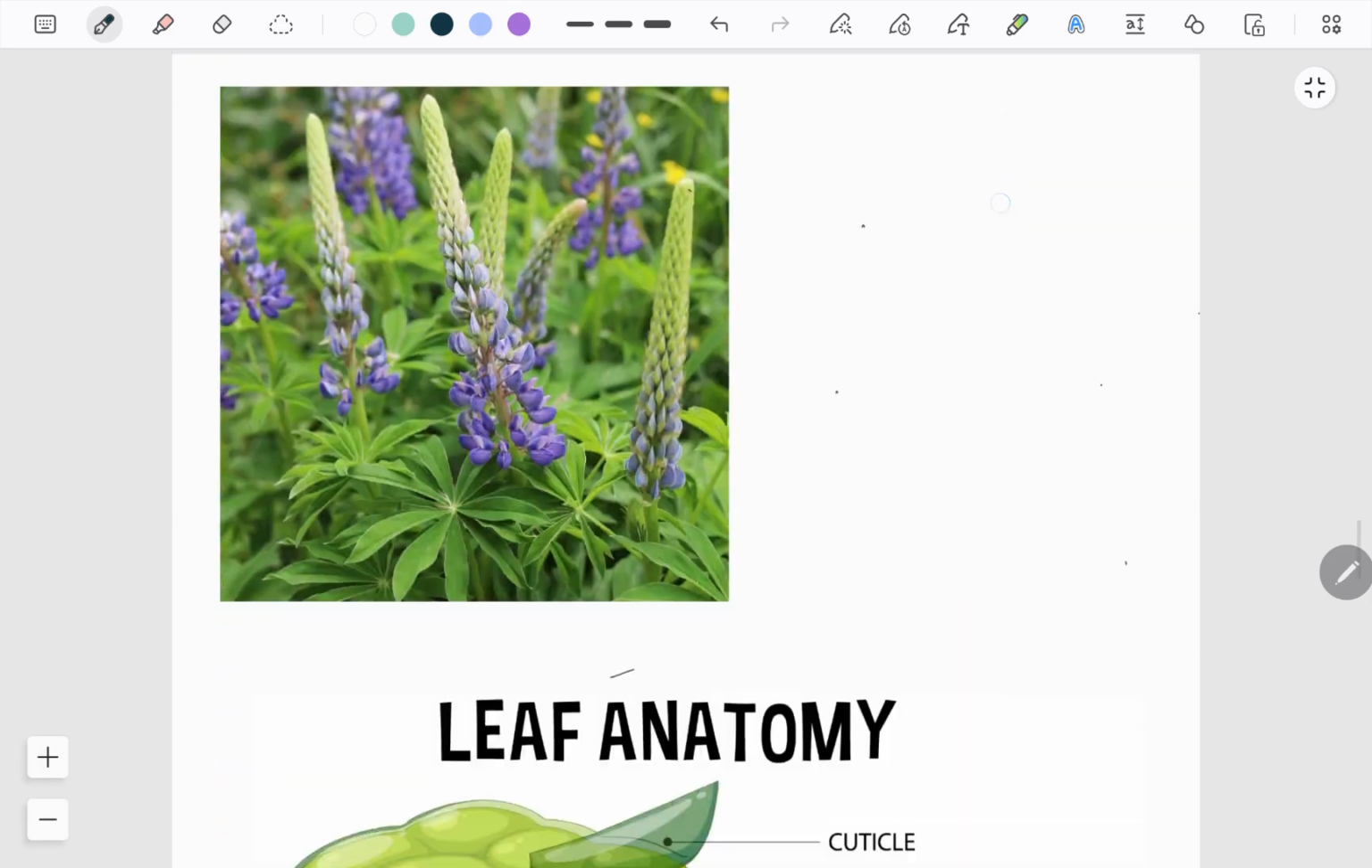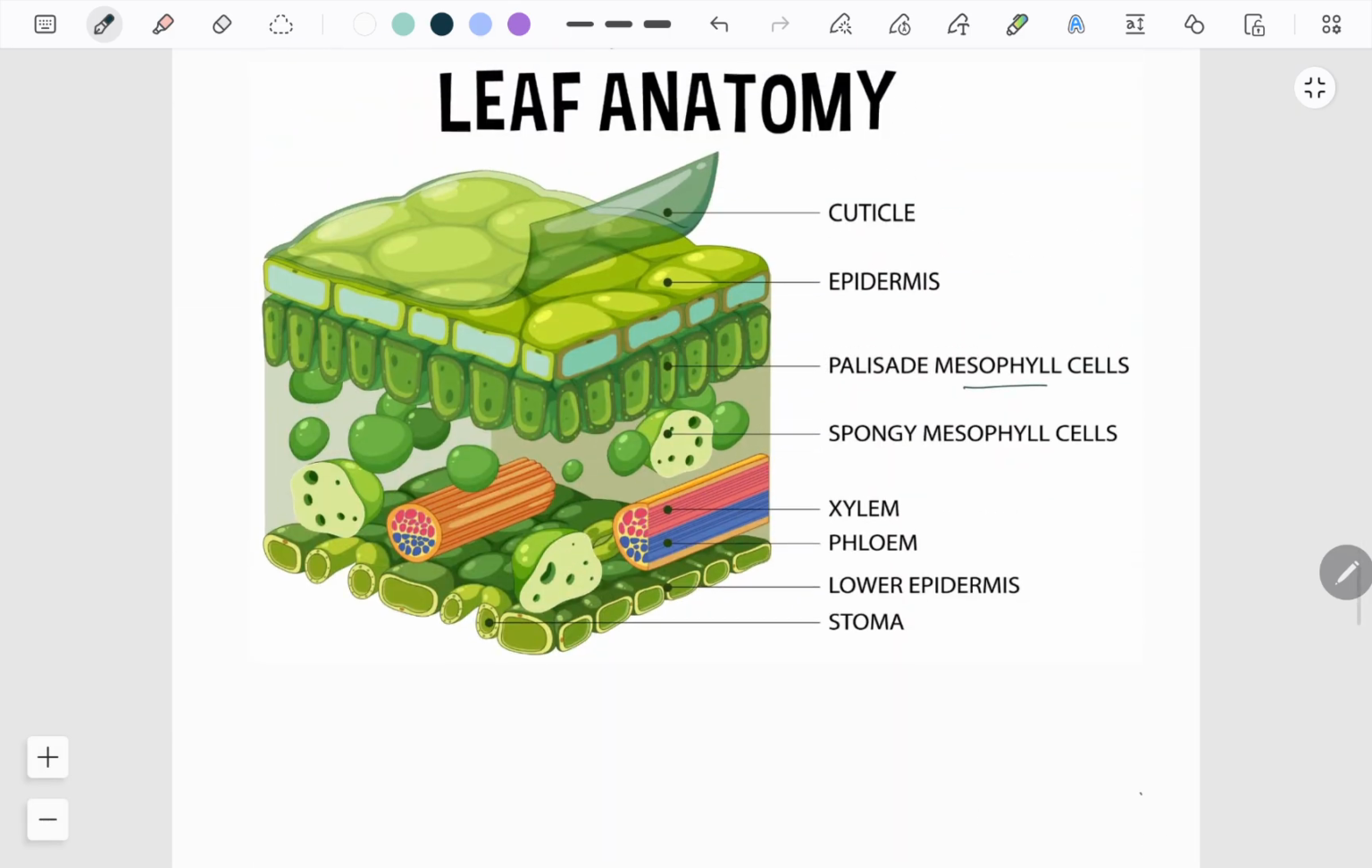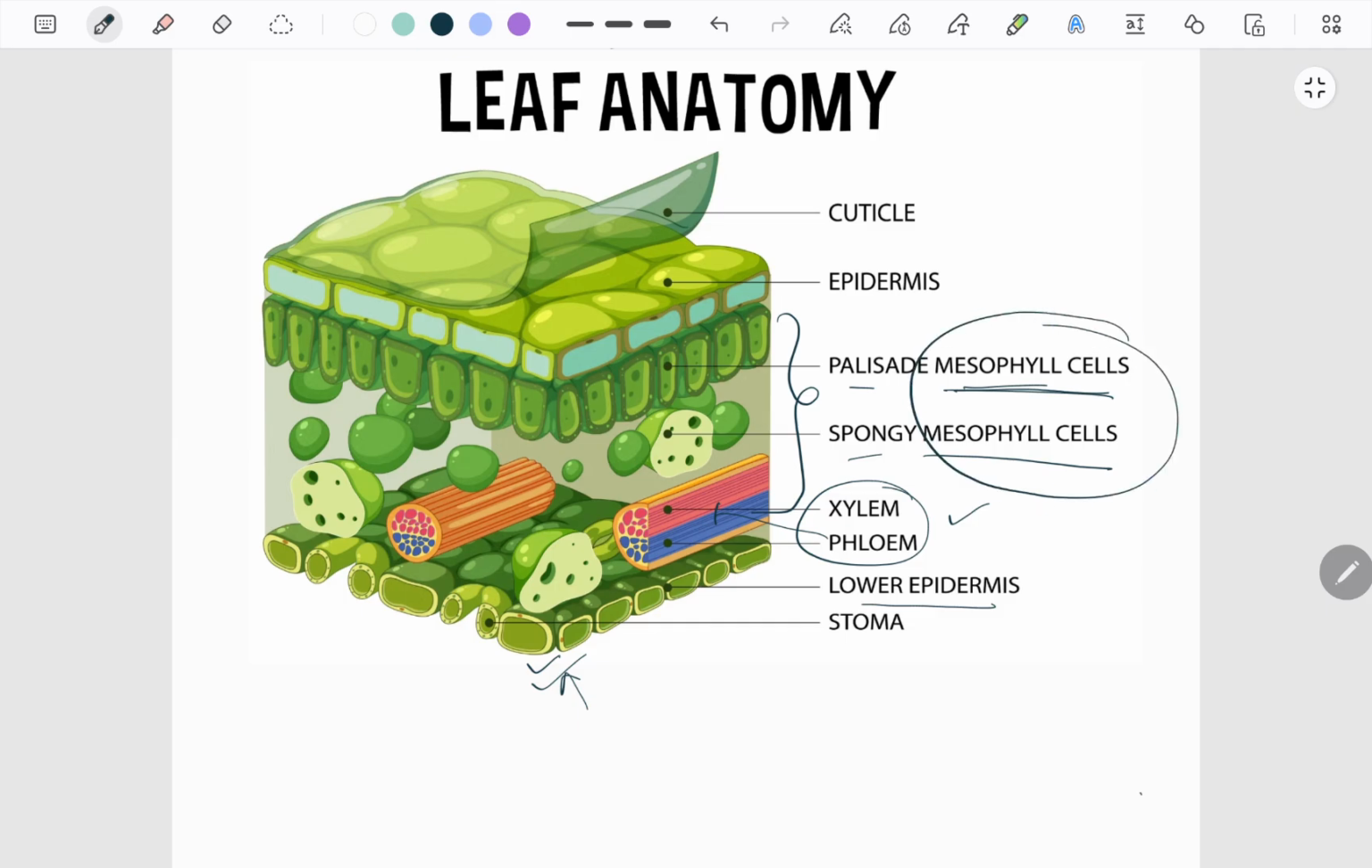If I say in the leaf, there are different cells. For example, the cells of epidermis make up the dermal tissue system. Xylem, phloem make up the vascular tissue system. Mesophyll cells, palisade and spongy, will make up the ground tissue system. I think by mistake I said dermal. No, mesophyll cells will make up ground tissue system.